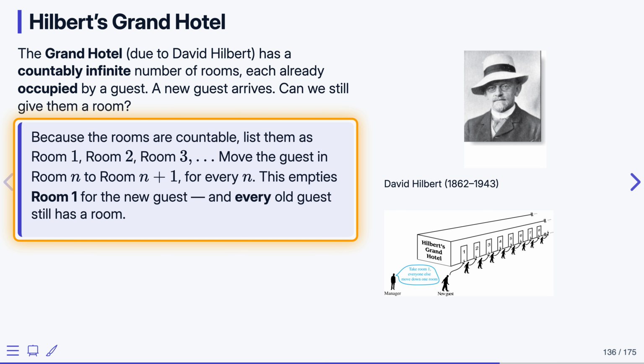Now the move. Ask the guest in room 1 to go to room 2. Ask the guest in room 2 to go to room 3. In general, the guest in room n moves to room n plus 1. After everyone moves, room 1 is empty, so the new guest takes it, and every old guest still has a room of their own. Nobody was turned out.